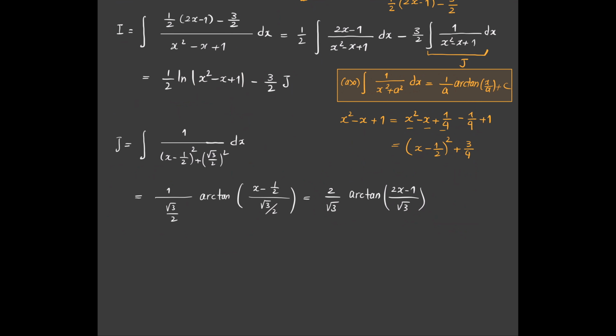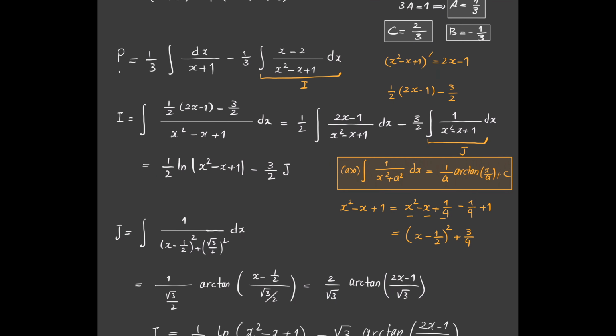So finally, what I get for I is equal to 1 over 2 ln of (x squared minus x plus 1), and then I have minus, as I explained before, I just multiply that 3 over 2 in, so it becomes arctangent of (2x minus 1) over square root of 3. This is my I, yes?